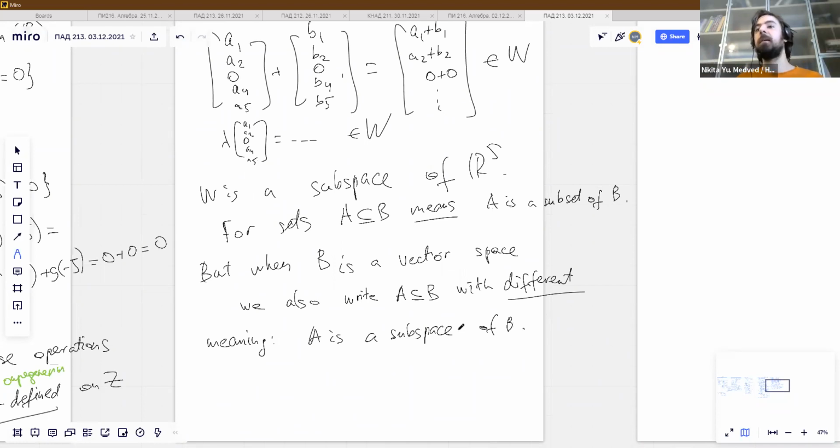That's again a historical problem. Maybe it would be better if they had two different signs, but that's life. People have not invented two different signs for some reason. Okay, any questions here?